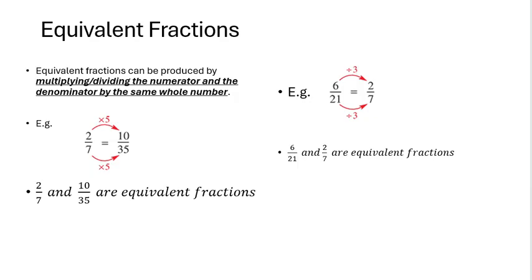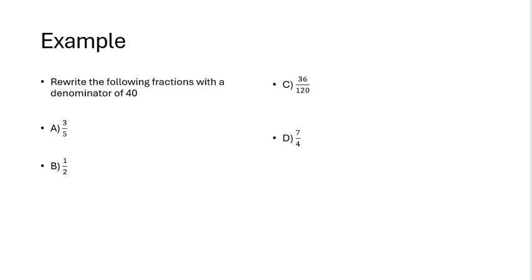It's pretty easy. You're just going to multiply or divide the numerator and the denominator by the same whole number. In my example here, I've got 2/7. I've multiplied both numerator and denominator by 5, and I end up with 10/35. That's an equivalent fraction right there. They have the same value. Vice versa, if I were to divide, in my second example here, I've got 6/21. I divide both of them by 3, and I end up with 2/7. Now these two are equivalent fractions.